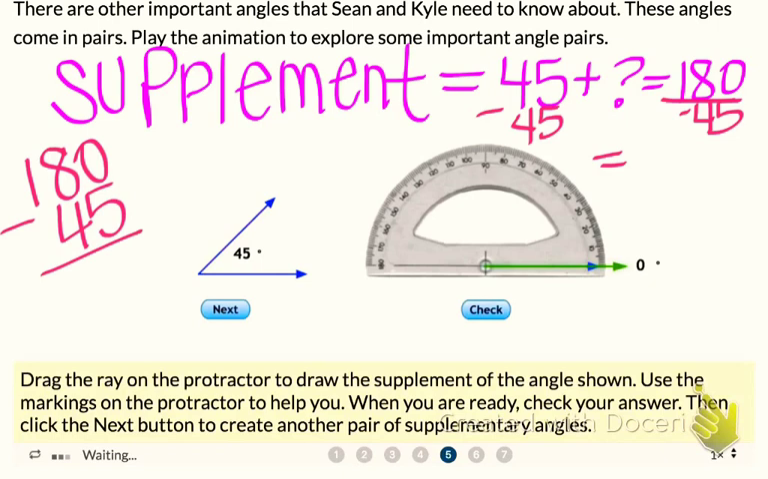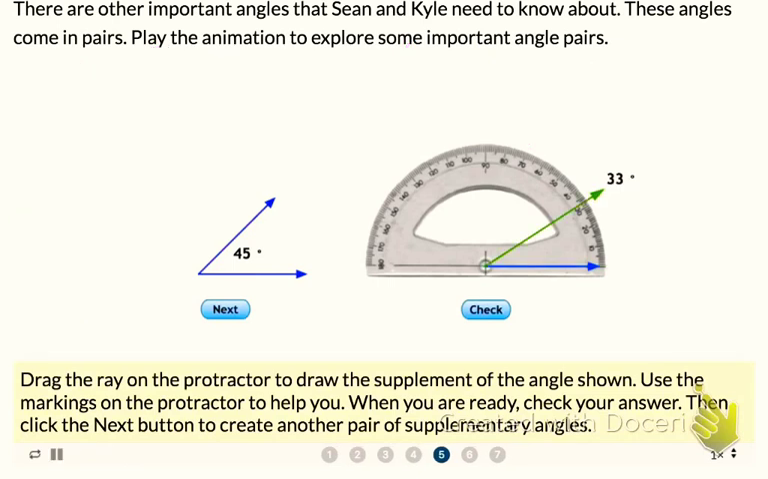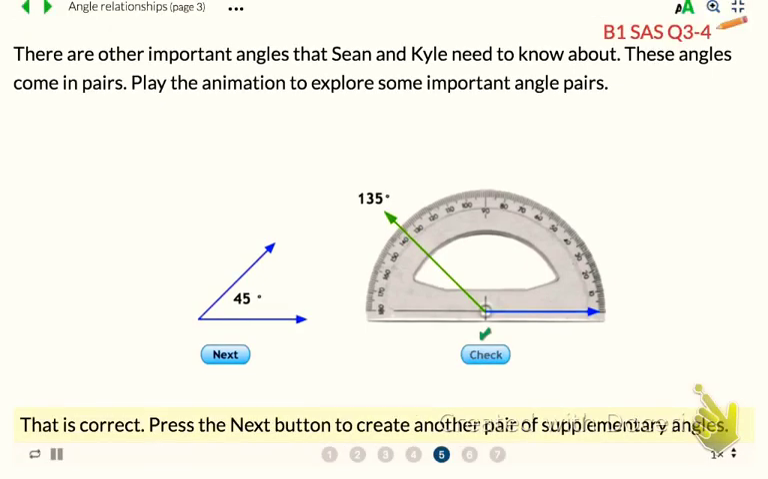So I'm going to do this longhand subtraction because I don't have a calculator handy. I would have to start by borrowing here. So 10 minus 5 is 5, and then 7 minus 4 is 3, so I get 135. So let's go ahead and check 135 degrees and see if that's correct. So there we are at 135, and it tells us that is correct.